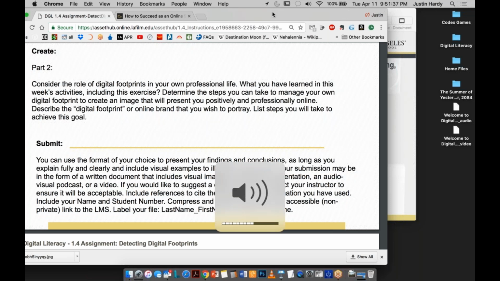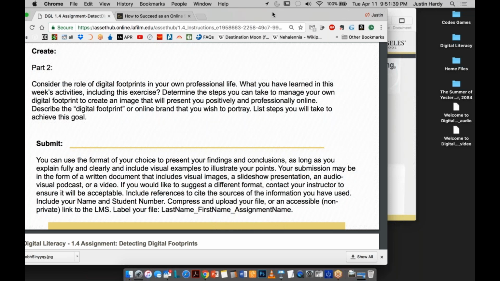And we'd like you to answer what you've learned in this week's activities, including this exercise, and determine the steps that you'd like to take to manage your own digital footprint to create an image that will best represent you positively online, professionally, and personally.